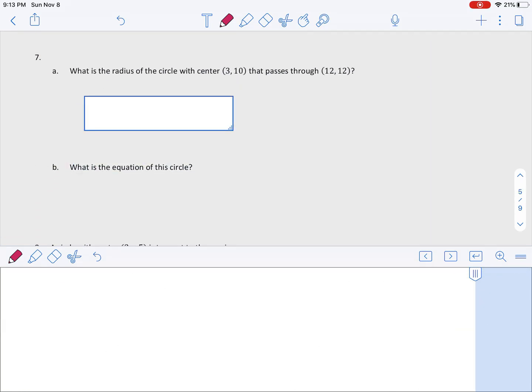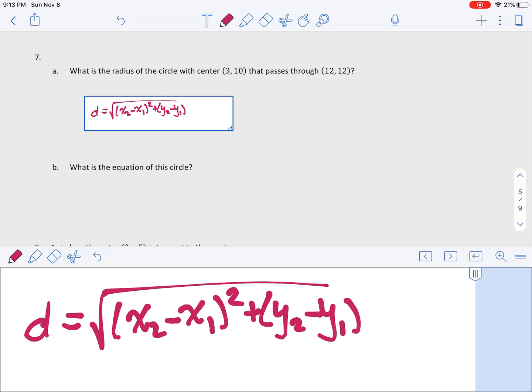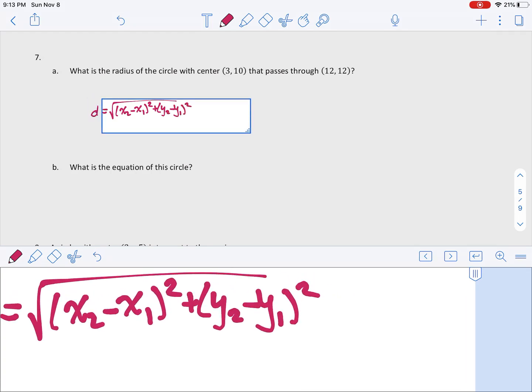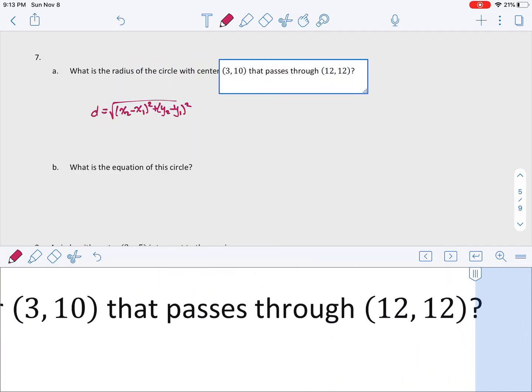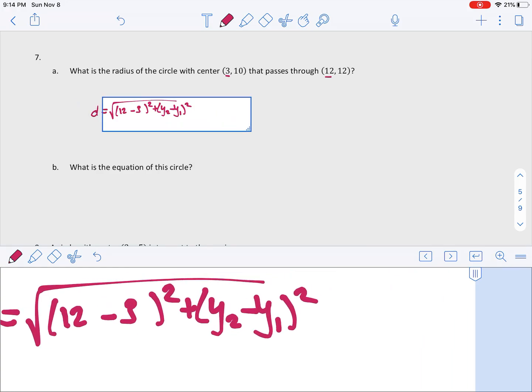As we move on to number 7, now we're given the center and some other point. Really, this is just a distance formula question, because the radius is the distance from the center to any point on the edge. So we'll start with the distance formula. And we'll just plug in any relevant numbers we have. So x2 minus x1 are the two x coordinates, 12 and 3. And y2 minus y1 is the difference in the two y coordinates, so 12 and 10.